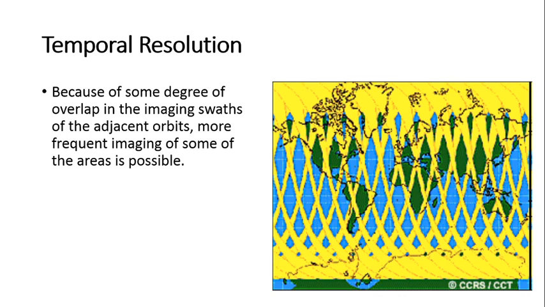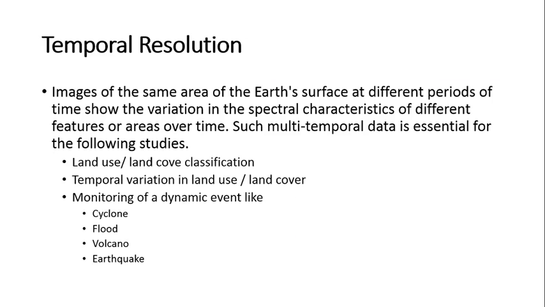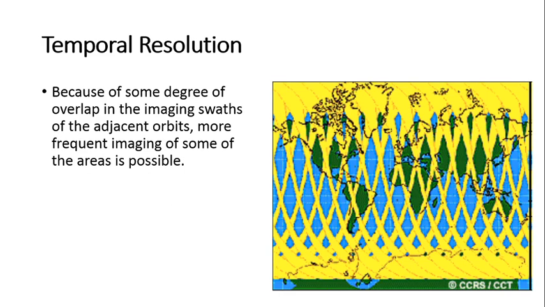In addition to the side lap, more frequent imaging of any particular area of interest is achieved in some satellites by pointing their sensor to image the area of interest between different satellite passes. So this is referred to as off-nadir viewing capability.